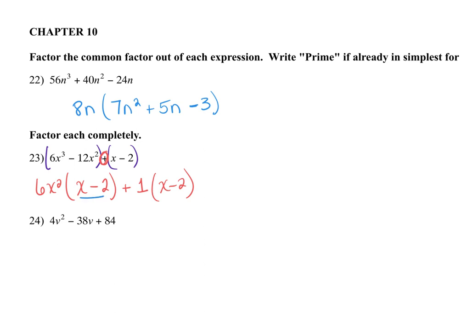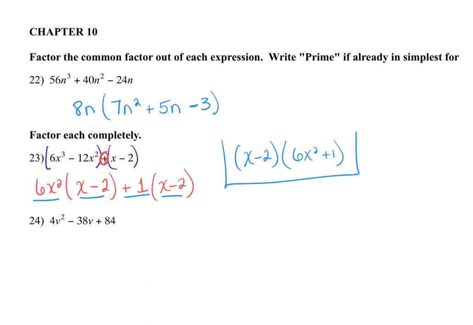Then I want to say, well, these two should be exactly the same. If I factored correctly, they should be the same, and that's going to be one of my groups. The second group is going to come from what's on the outside, 6x squared plus 1. And that is my answer. And to figure out if you did it right, you could FOIL it.